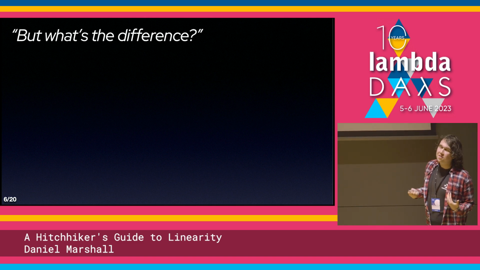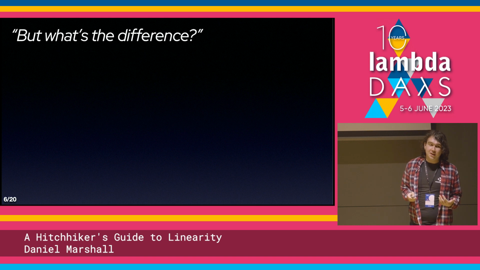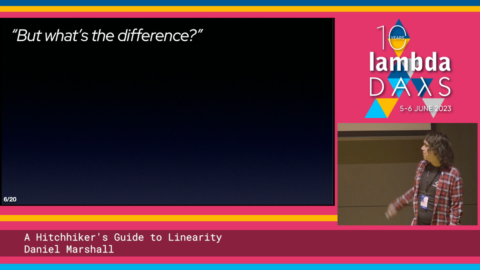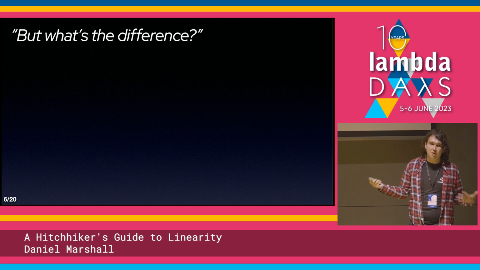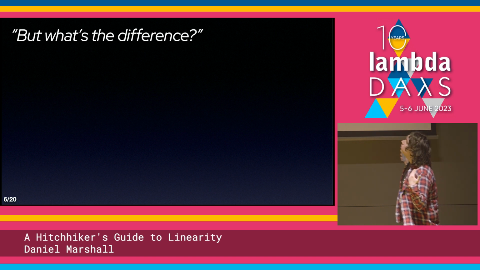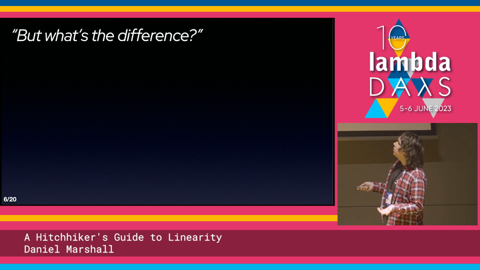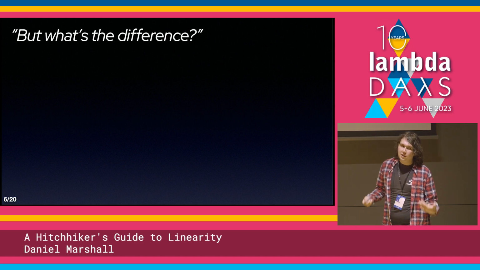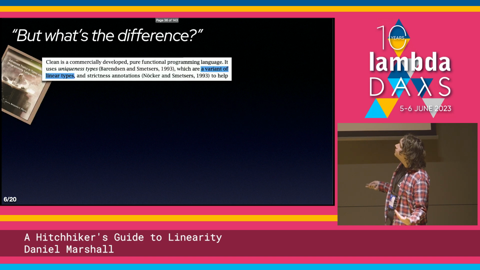So you might think from these two examples that linear types and uniqueness types are not that different, right? Because I've written those two pieces of code and they basically show the same property there, right? So it's not entirely clear at the moment what the difference is here. So let's have a quick look at what the literature has to say about the difference between these two things.